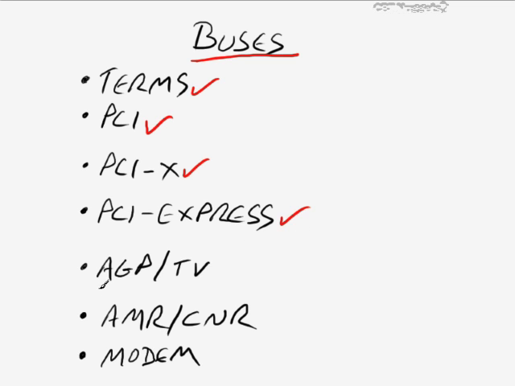Some of the other types of expansions that you might see will be for video, AGP, which is accelerated graphics port, and then also TV cards, which might have an interface that plugs into one of these PCI slots, for example. You'll also have AMR and CNR slots, which are audio modem risers and communications network risers.